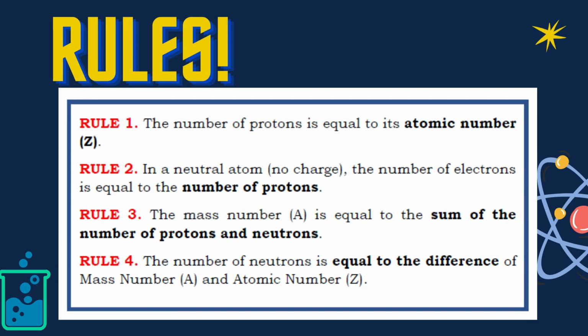To determine the number of the remaining subatomic particles, rules must be followed to identify the number of protons, neutrons, and electrons. Rule number 1. The number of protons is equal to its atomic number. Rule number 2. In a neutral atom, meaning no charge, the number of electrons is equal to the number of protons. Rule number 3. The mass number is equal to the sum of the number of protons and neutrons. Rule number 4. The number of neutrons is equal to the difference of mass number and the atomic number.